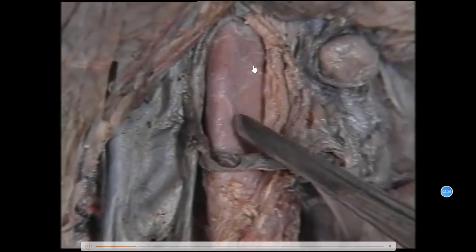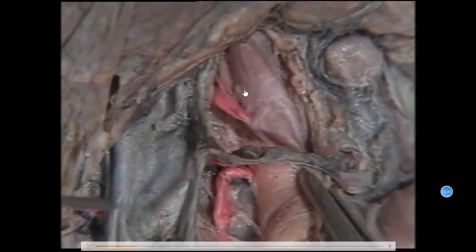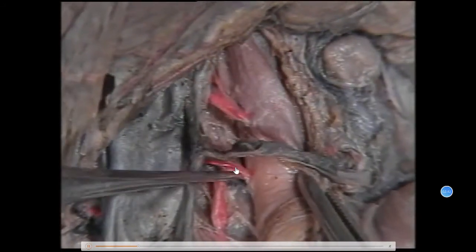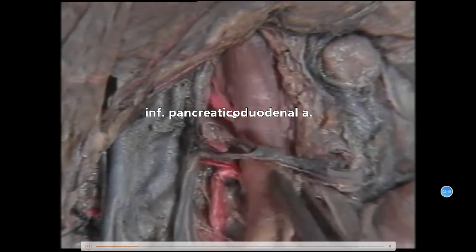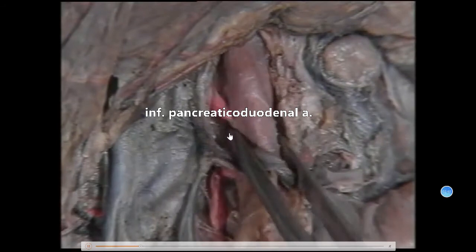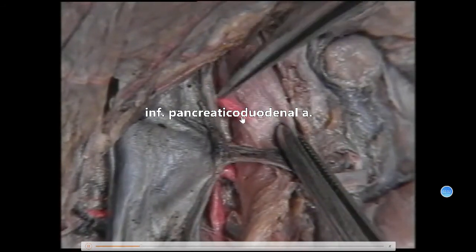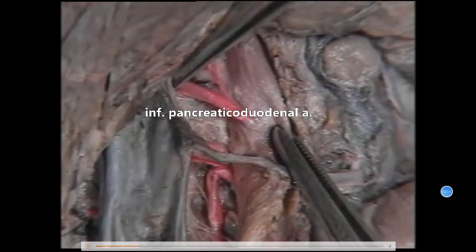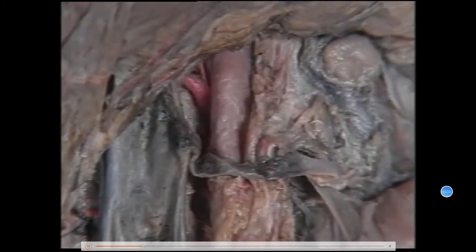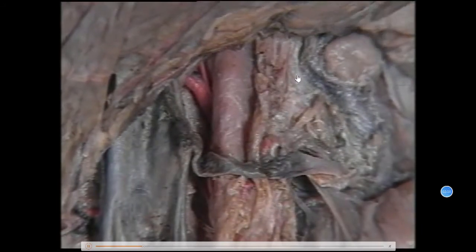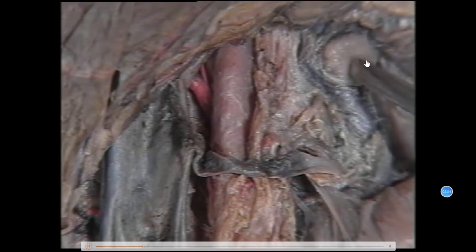Superior mesenteric artery. Behind it, you can see these two arteries supply the pancreas and the duodenum. So they are anterior and posterior branch of inferior pancreaticoduodenal artery. This is also superior mesenteric lymph node.